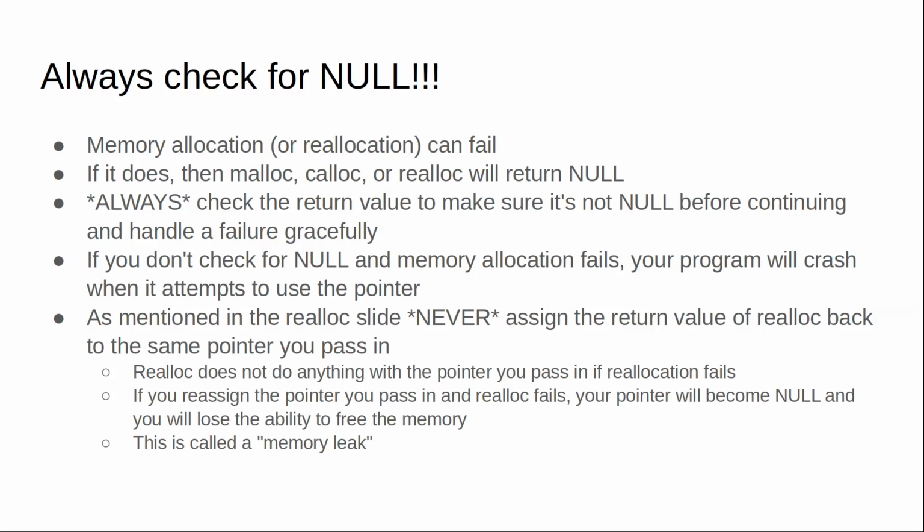If you don't check for null and memory allocation fails, and then you go on and continue to use the memory assuming that it succeeded, you will crash. Anytime you try to use a null pointer, you are guaranteed to crash. So always make sure you check. All right, let's talk about the situation I mentioned a second ago with realloc. Again, never ever assign the return value of realloc back to the same pointer that you just passed in.